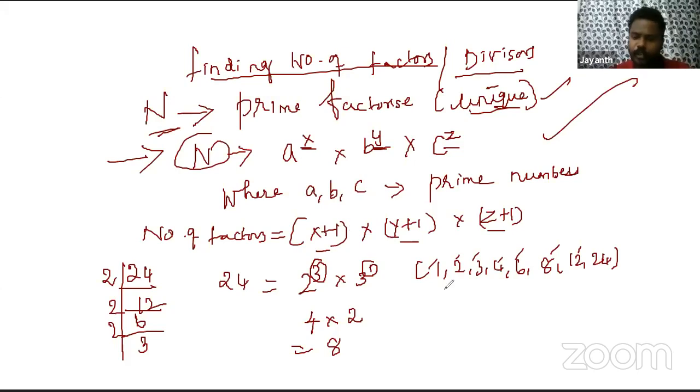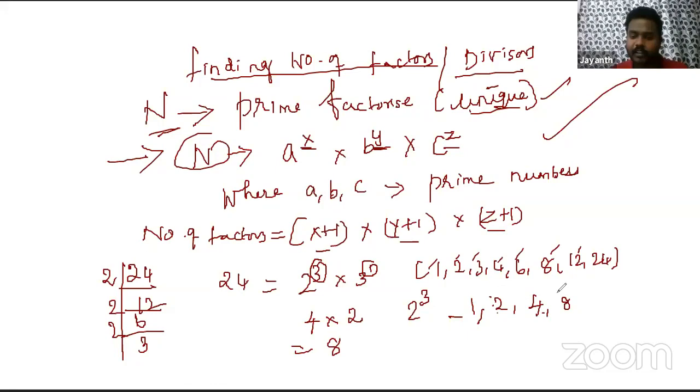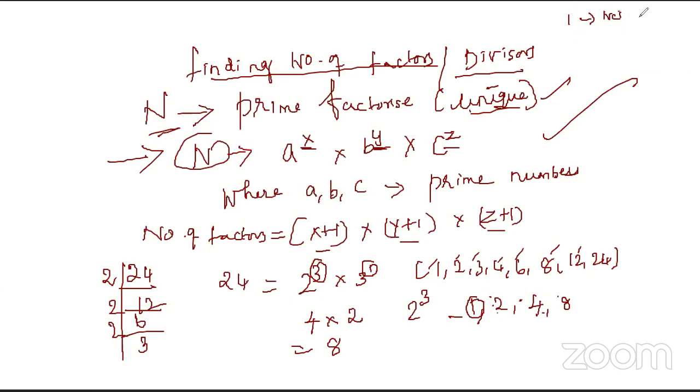I'll tell you. If it is 2 power 3, what does 2 power 3 mean? 2, 4, 8, right? But what about 1? You have taken only these 3 factors, 2, 4, 8. But what about 1? 1 is neither a prime nor a composite number.